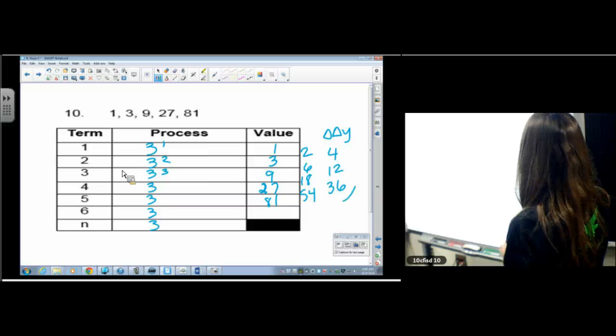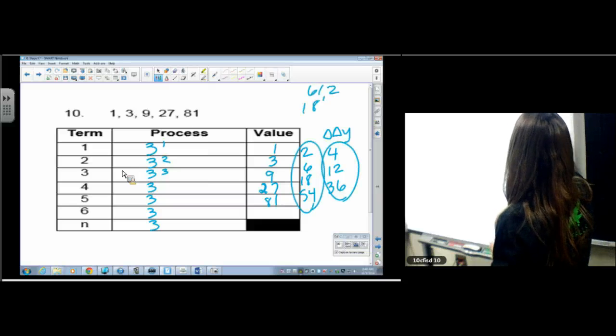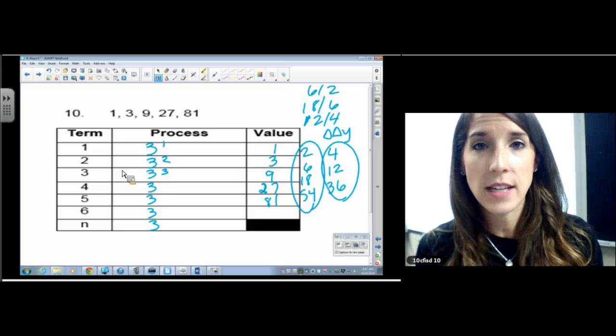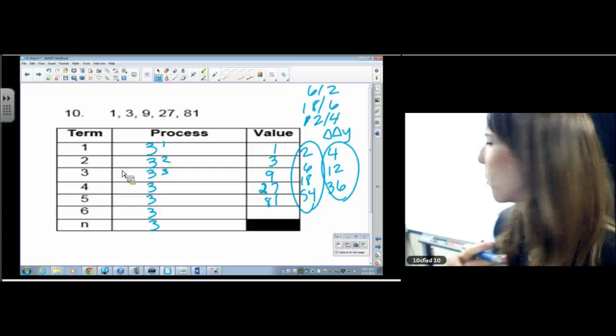I took these and I just divided them. 6 divided by 2, 18 divided by 6, 12 divided by 4. You don't have to divide all of them. You get 3 every time. They're being multiplied by 3.